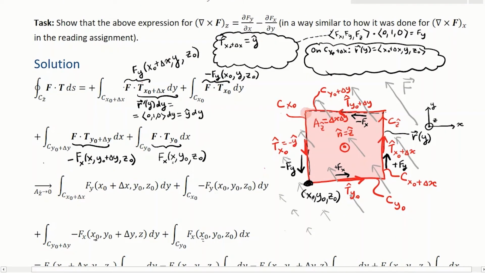Now, if this contour is becoming smaller and smaller, the field along each of the segments of the contour doesn't vary much. So we have that fy as a function of y on this contour, now I'm talking about this one, doesn't change much. So I can just evaluate it at this point right here and pretend that it continues to be the same everywhere along this contour.